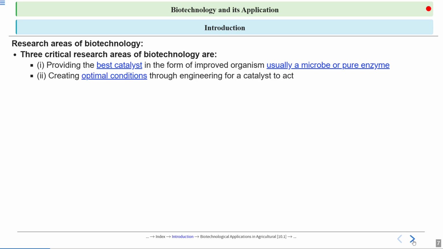Then what is the second critical research area of biotechnology? It creates optimal conditions through engineering for the catalyst to act. It means it will create an environment in which each and every condition is optimal for this catalyst to act more efficiently.